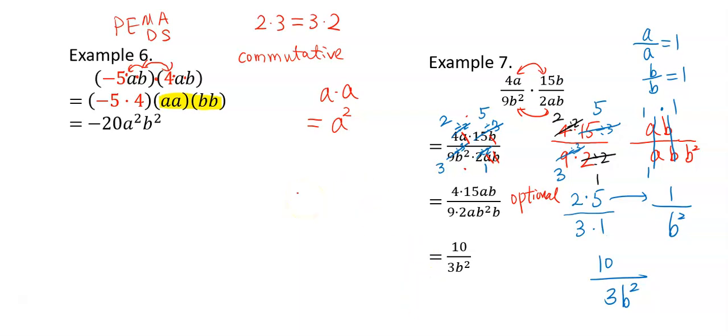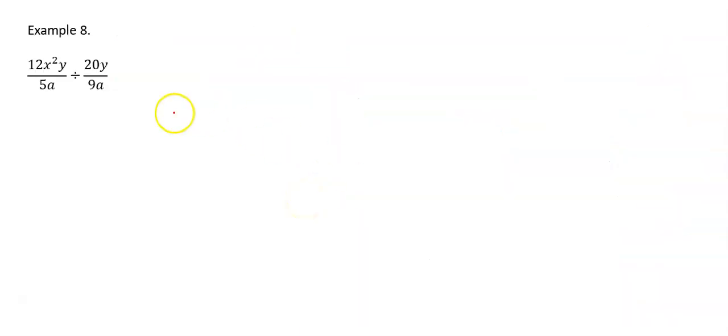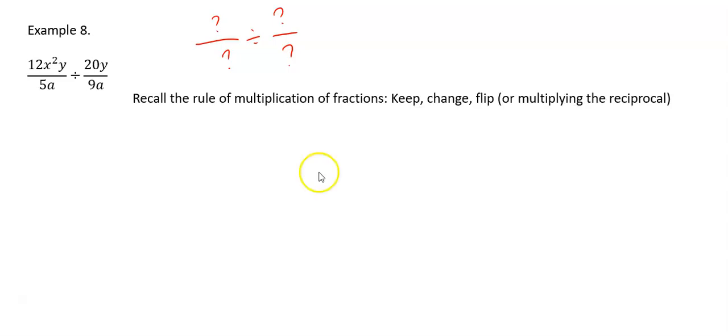Now, next example, we're going to look at how we do division. First of all, even though we have numbers and variables, the format is still something over something divided by something over something. So it still looks like a fraction divided by another fraction. So if you recall the rules for dividing fractions, sorry, that should be division.